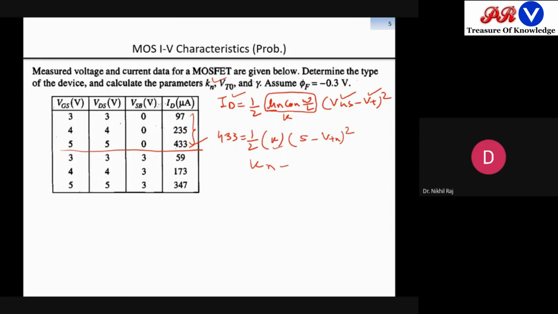Then comes the gamma. Now what is this notation, where is it used?